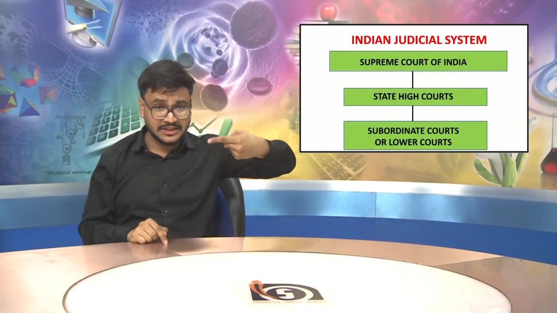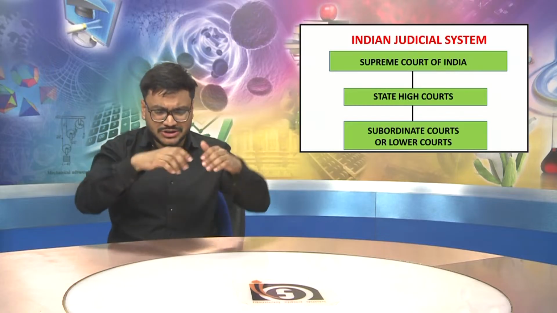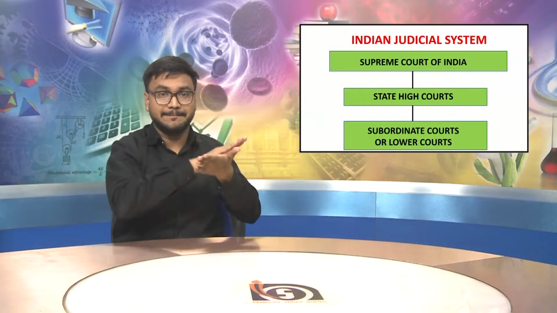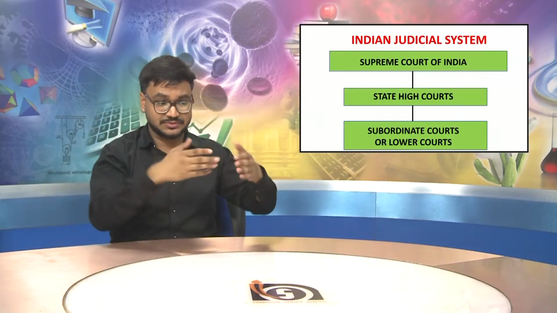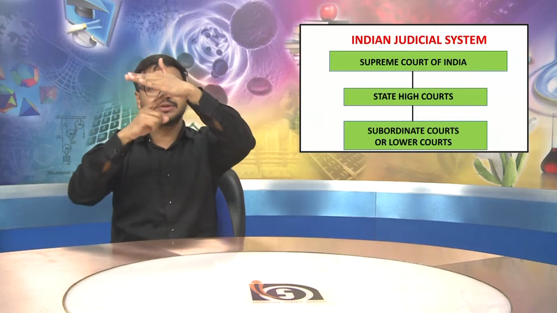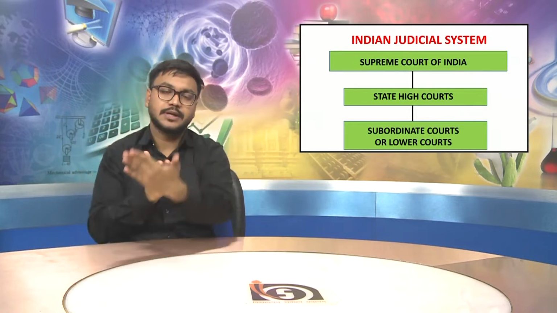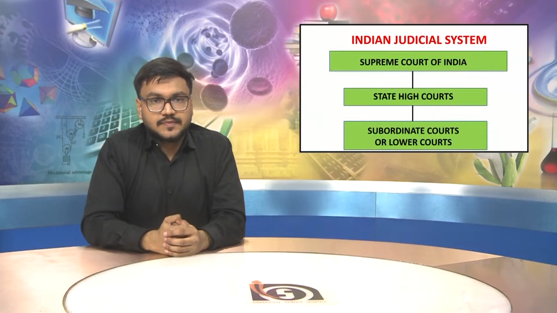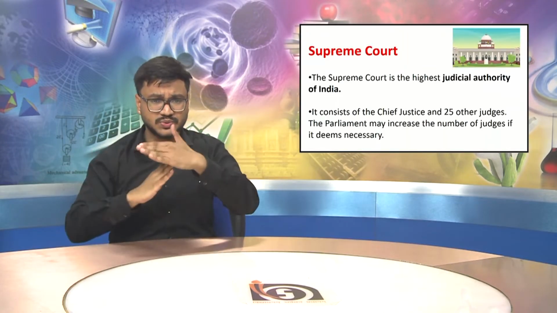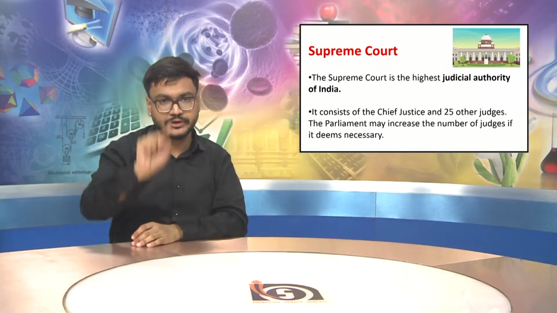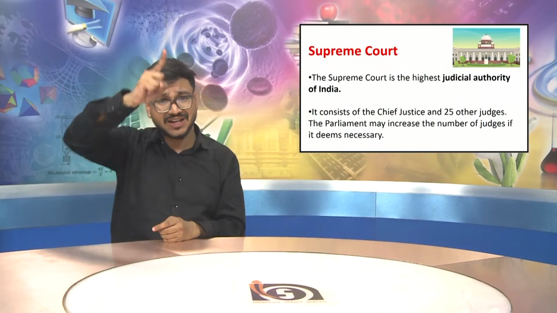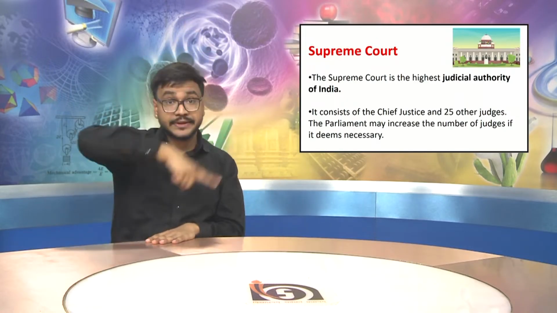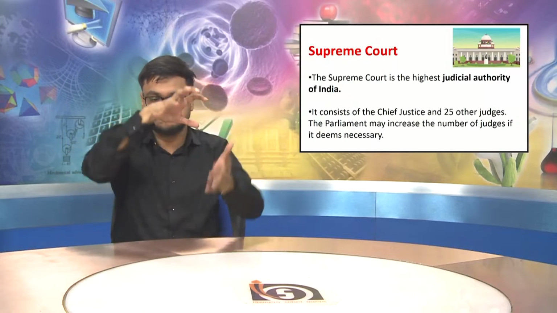Indian judicial system. As you can see on the screen, there are three types of courts: subordinate courts, High Court and Supreme Court. Now at first we will look at what the Supreme Court is and what it does. The Supreme Court is the highest judicial authority of India.